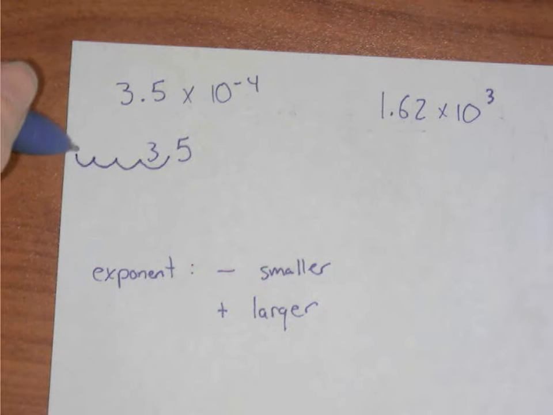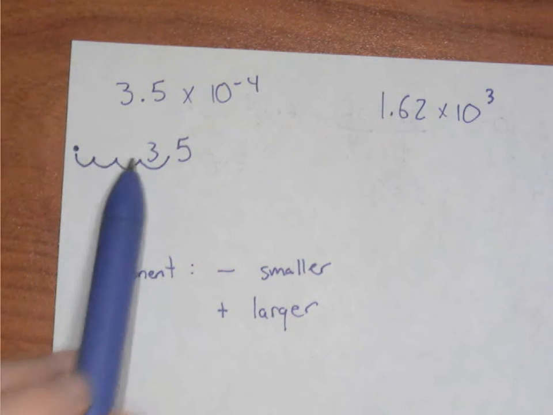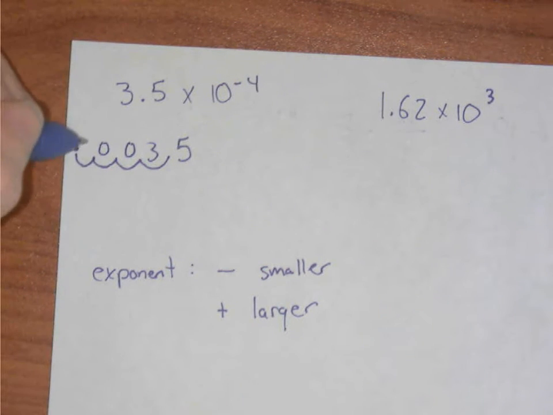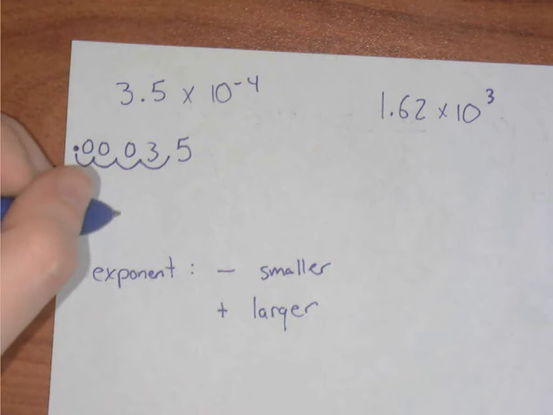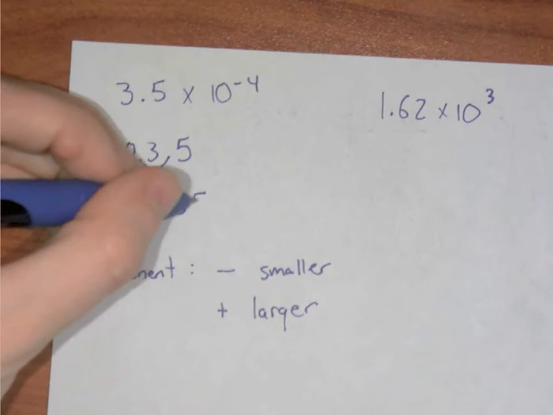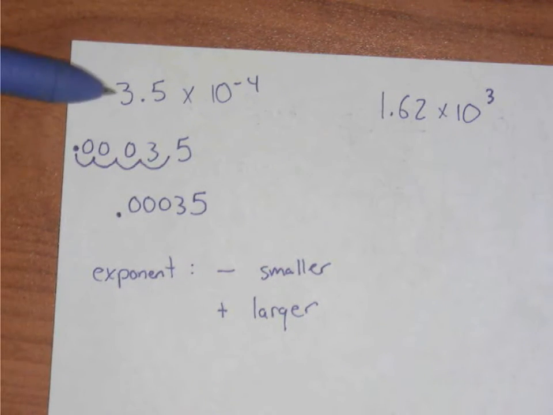And so here is where our decimal point ends up. We've got 3 spaces with nothing in them. We're going to put in zeros as placeholders. So 0, 0, 0, 3, 5. So if I wanted to write my answer, it would be written as 0.00035. That's the same thing as 3.5 times 10 to the -4th power.